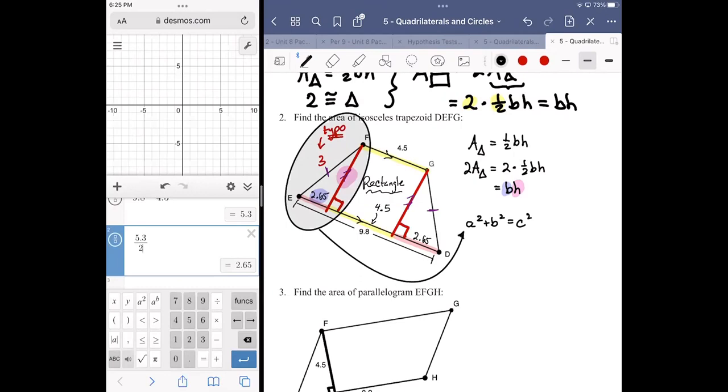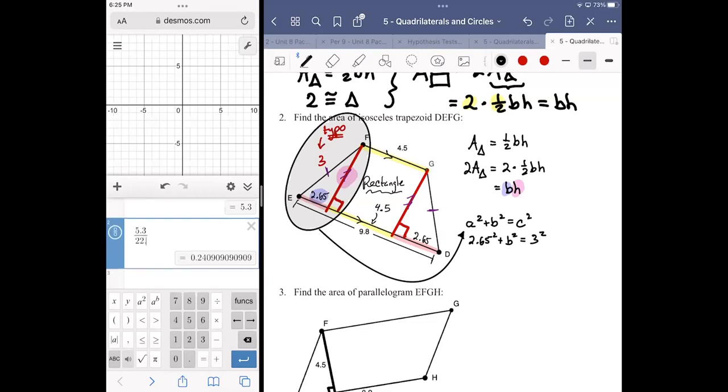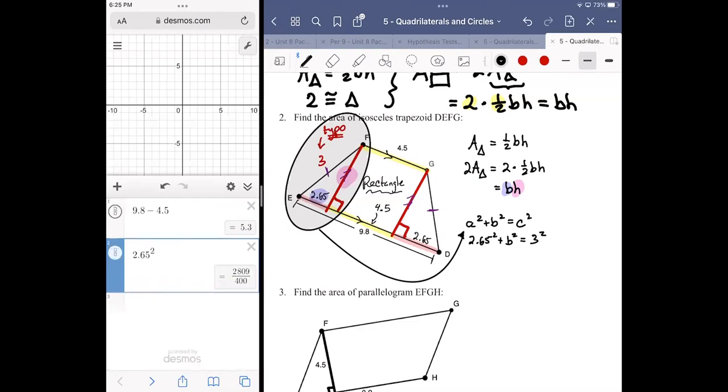All right. So the base, we'll call that a, so 2.65 squared. The height is unknown, so we'll leave that as b squared is equal to 3 squared. And we'll just crunch the numbers there. 2.65 squared isn't something that we would do by hand, so I'll just pop that in. You can convert it over to a fraction if you want, but that's not a very good looking fraction, so we'll just leave it as a decimal.